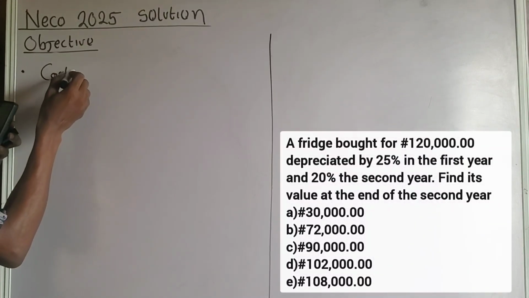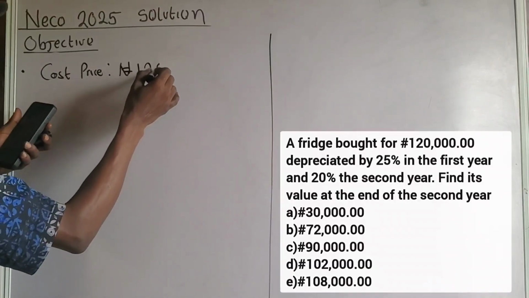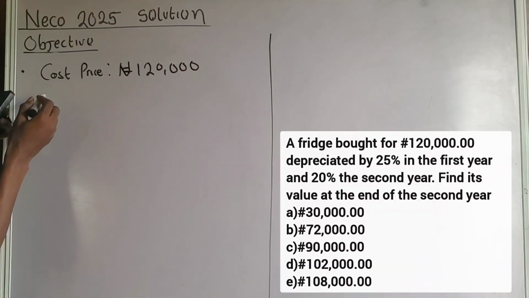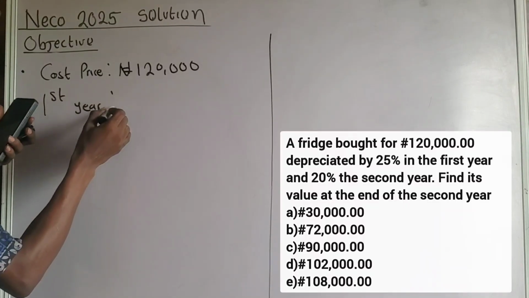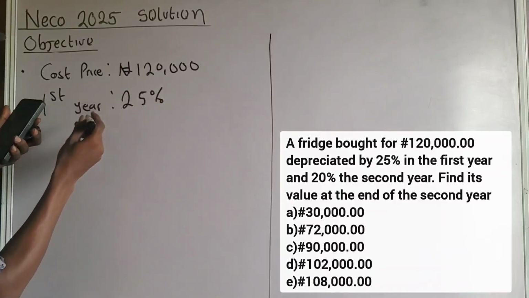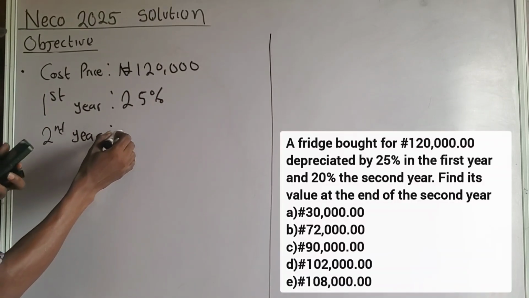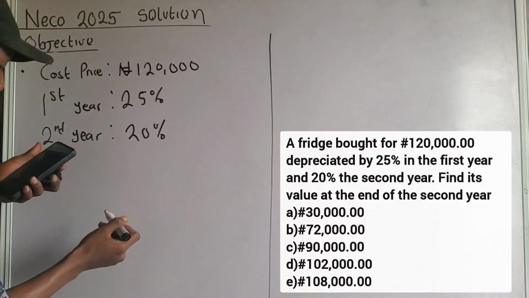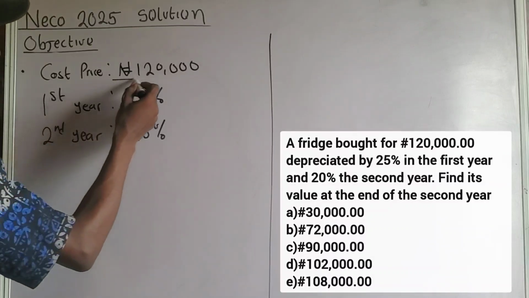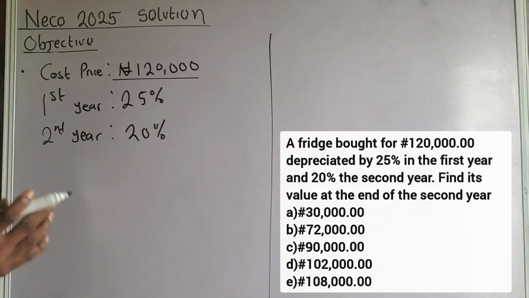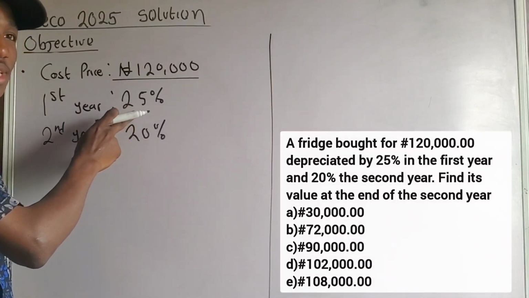cost price. Okay. The cost price of the fridge is 120,000 naira. Now in the first year, it depreciates at 25%. Then in the second year, it depreciates at 20%. We are now asked to calculate the value at the end of the second year. Please pay attention. This is the initial price of the fridge. When something depreciates, it reduces in value. Do you know? Now, the reduction in value in percentage is 25%.